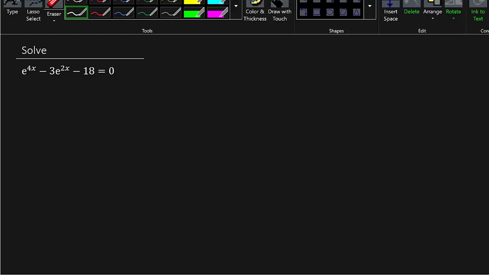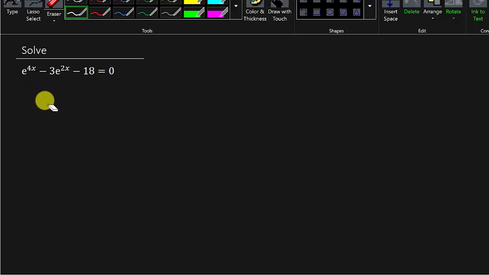Here we have a problem. e to the 4x minus 3e to the 2x minus 18 equals 0. And we need to solve this thing. Well, this is an equation that we say is quadratic in form. How do we know that? If I take this middle term, this e to the 2x, I don't care about the 3, and square it, then I end up with the first one, e to the 4x.